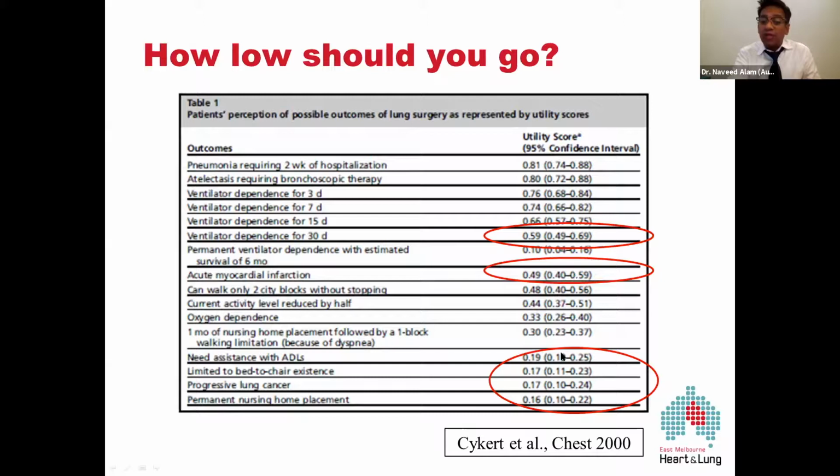However, what they won't tolerate is down on the bottom. This is what they don't want. They don't want to need assistance with their activities of daily living. So if you operate on them and you have no complications and they leave the hospital 2 days later, but they can't brush their teeth without being short of breath, they don't want that. If they're limited to a bed to chair existence, they don't want that. If they've got progression of their lung cancer, so you haven't done a curative operation, then of course they don't want that. Or if they permanently have to be in a nursing home, whereas they were independent beforehand, that's not something they want either. So those are the real things that patients care about.